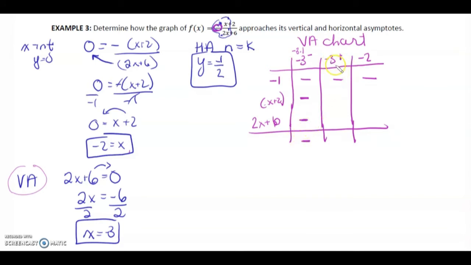Now, -3 from the positive side, let's go -2.9. Okay, so -2.9 plus 2 is still negative. And then this is going to be a positive, so that's going to yield a positive. I'm going to double check that.